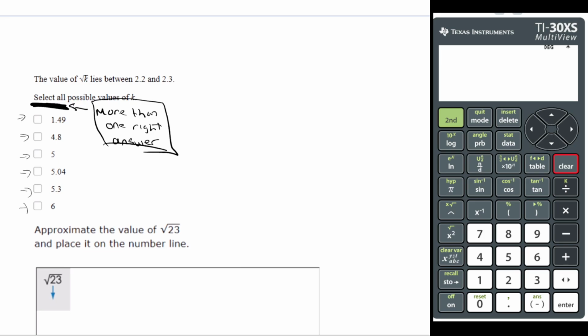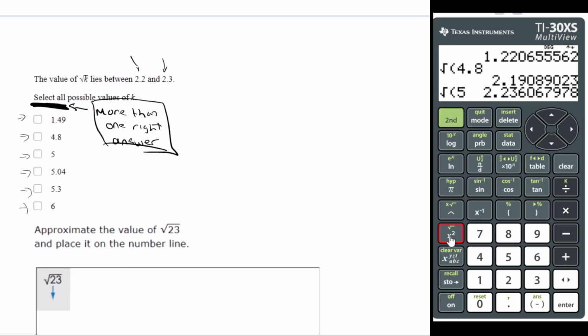Okay. All we're going to do is take the square root of each of these numbers and see what falls between 2.2 and 2.3. Square root of 1.49 is 1.22. Is that between 2.2 and 2.3? No. So we go to the next choice. The square root of 4.8. That's 2.19. That doesn't work. So we go to the square root of 5. That's 2.23. 2.23 is between 2.2 and 2.3, so you check it.